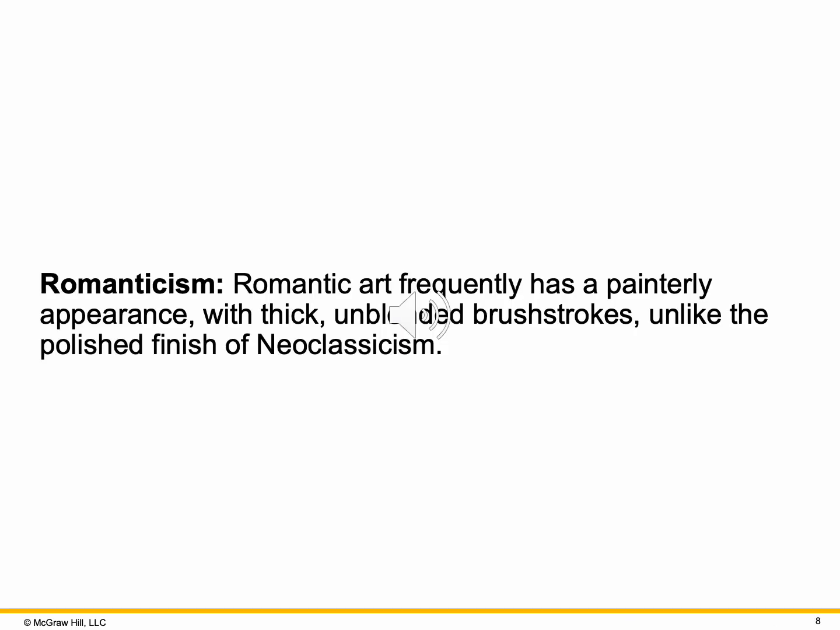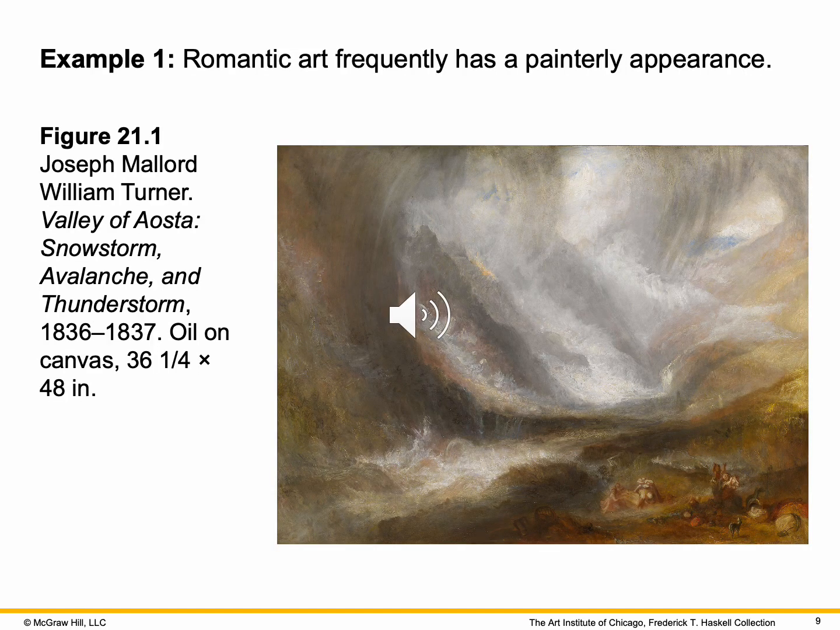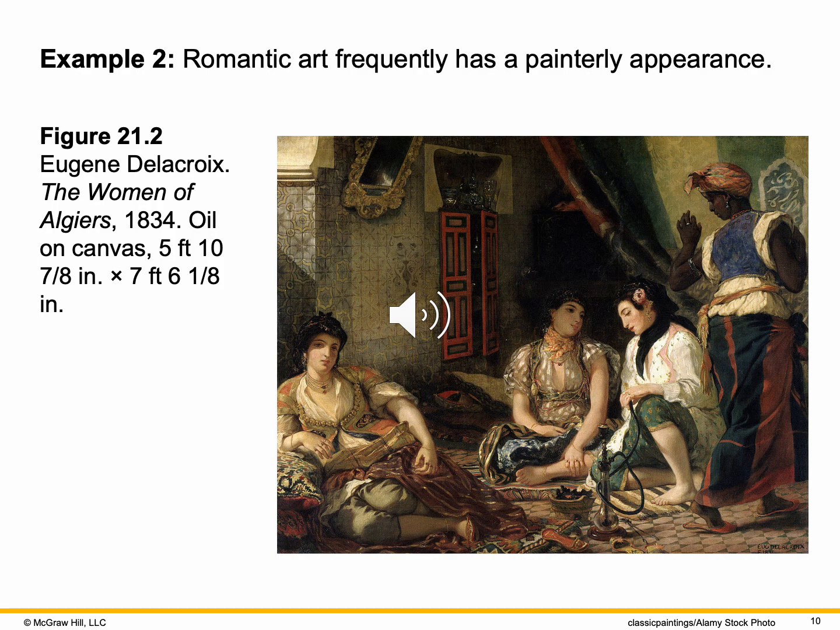Romanticism. Romantic art frequently has a painterly appearance, with thick, unblended brushstrokes, unlike the polished finish of neoclassicism. Example 1, Turner's painting Valley of Aosta, Snowstorm, which uses thick paint and unblended brushstrokes. Example 2, Delacroix's painting The Women of Algiers.